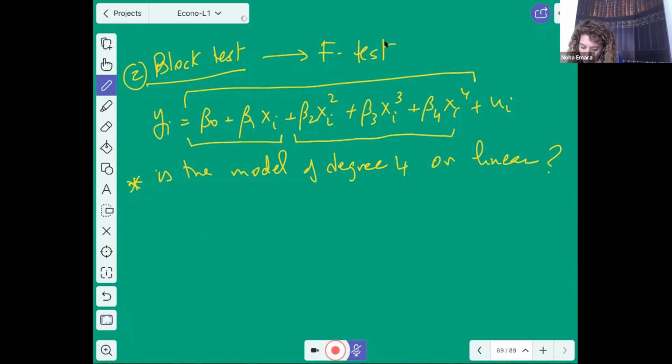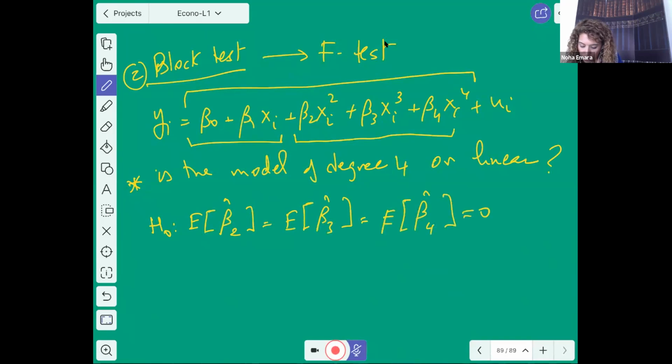So I will need to perform an F-test in which I'm testing whether the expectation of the additional terms, beta 2, is equal to the expectation of beta 3, is equal to the expectation of beta 4, is equal to 0. And the alternative is that one of the above restrictions does not hold.